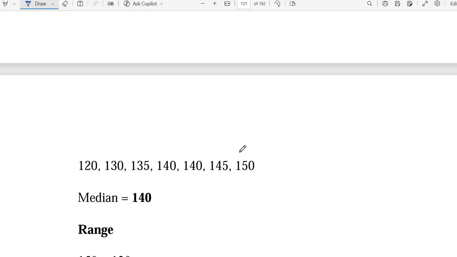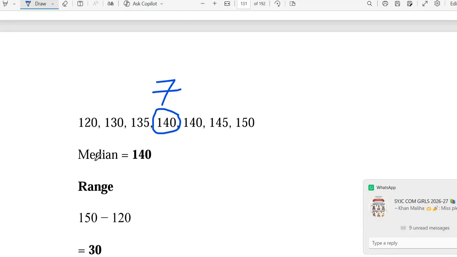Let's arrange this data in ascending order. Now count 1, 2, 3, 4, 5, 6, 7. So we don't have to apply the formula for even numbers, since it is odd. This is our middle term, 140. This is our answer, median.